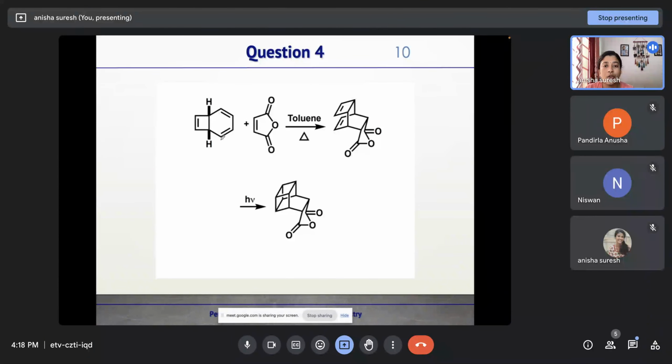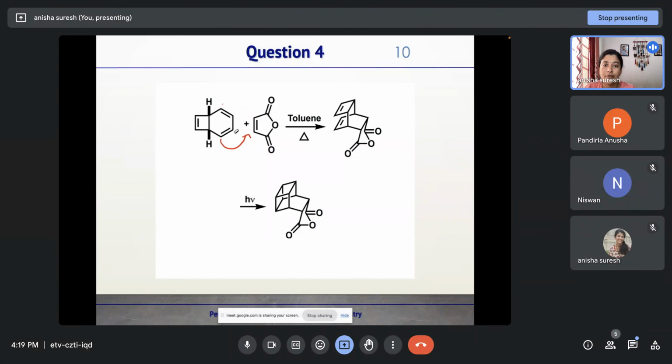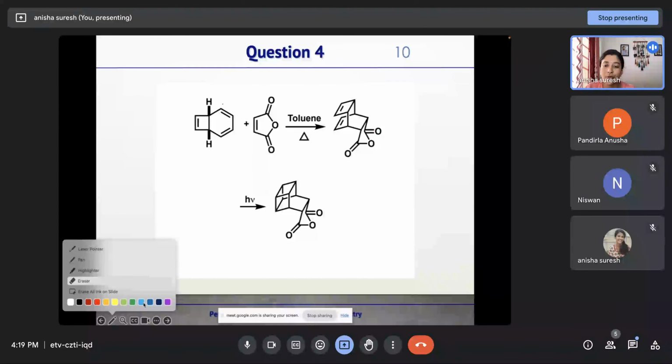Then it will undergo a Diels-Alder reaction in this fashion. This bond will attack here. This will shift and, one second. We have to flip this and write. So I will flip it and draw for you.